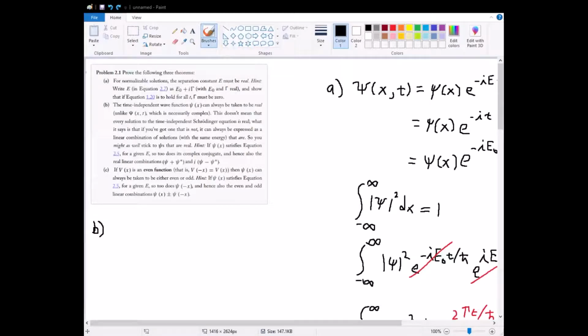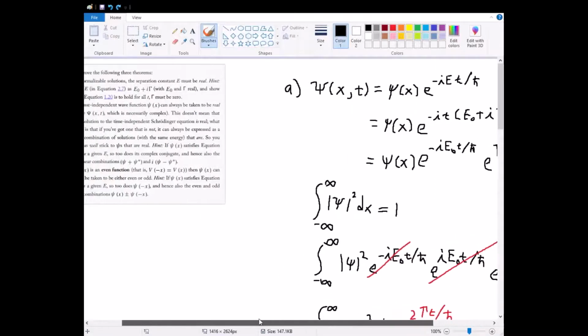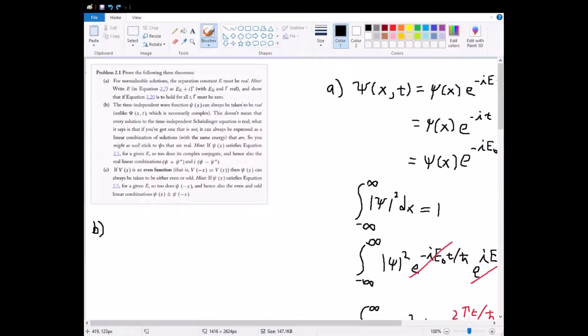The second theorem is a bit of a doozy, so let's take this slowly. The time-independent wave function, little psi of x, can always be taken to be real. So little psi of x is this thing that we've been working with all this time when we deal with separable solutions. Apparently, it is always real, according to Griffiths, or it can always be taken to be real, in contrast to the full wave solution, big psi of x comma t, which is necessarily complex. We don't exactly know the proof to show that this is true, but we can just take Griffiths' word for the purpose of this problem.